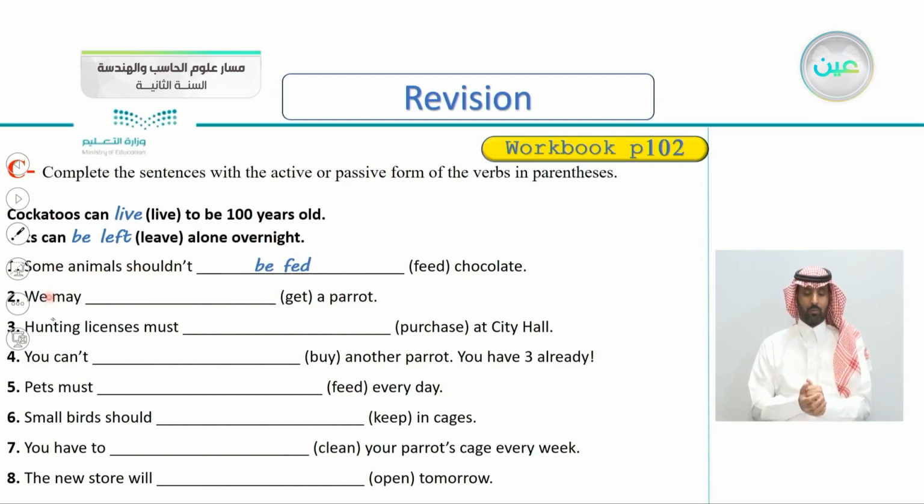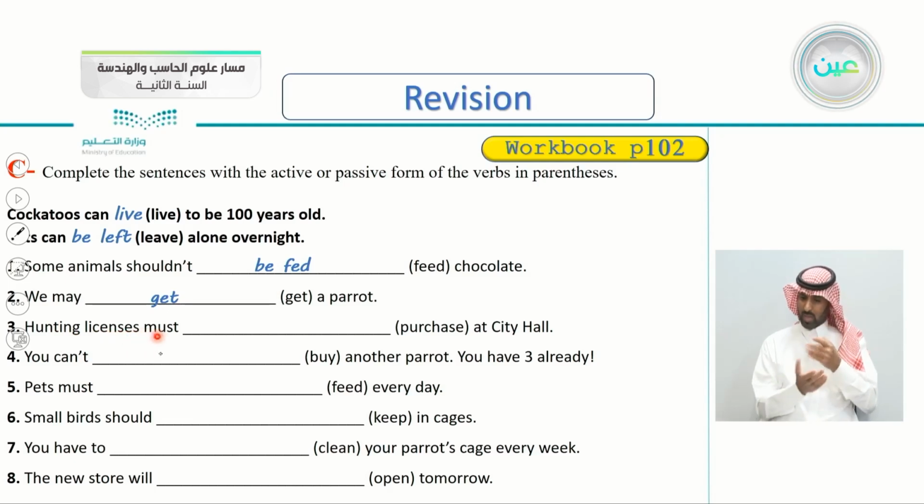Very good. Number two, we may get a parrot. Is it active or passive here? Yes, very good. It's active because we here is the subject. We may get a parrot. Very good. Number three, hunting licenses must purchase at City Hall.